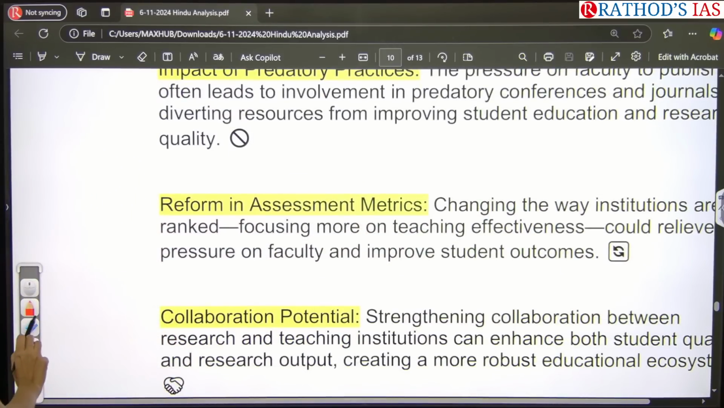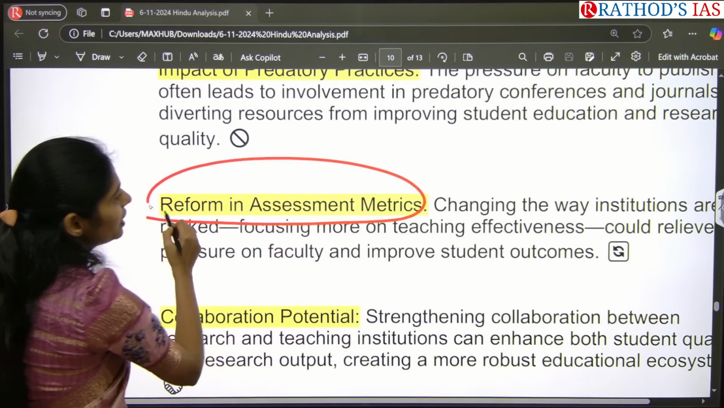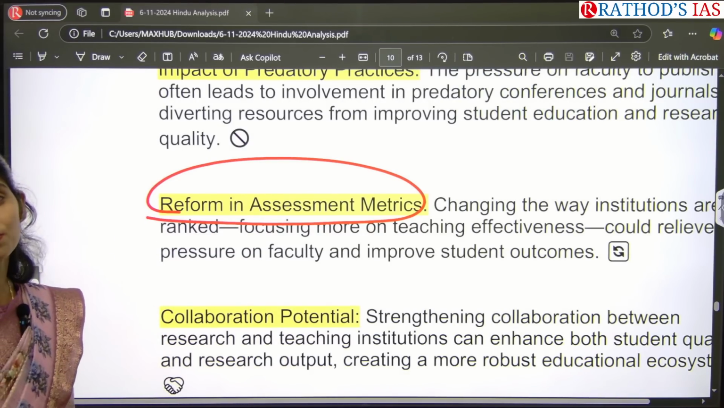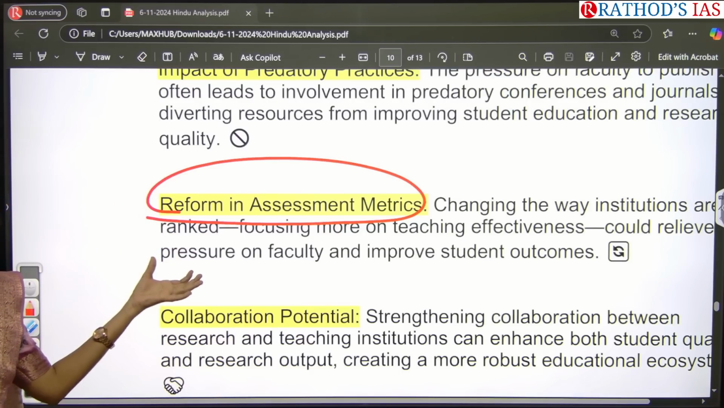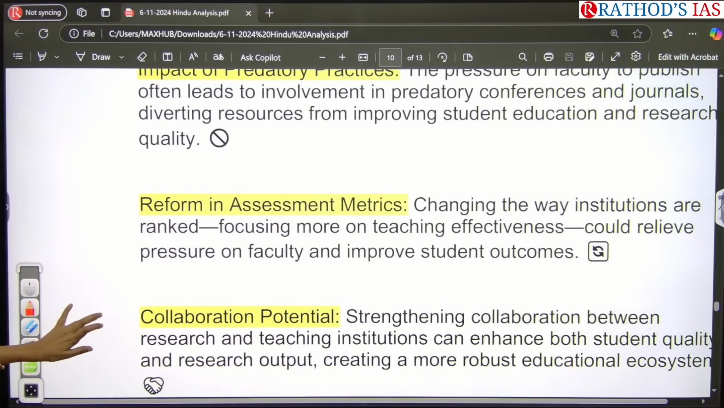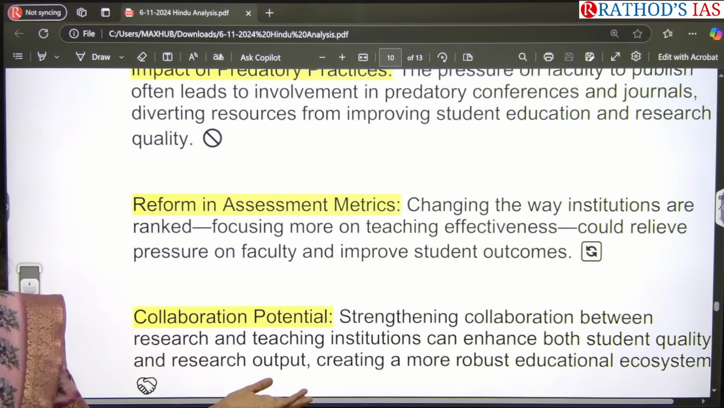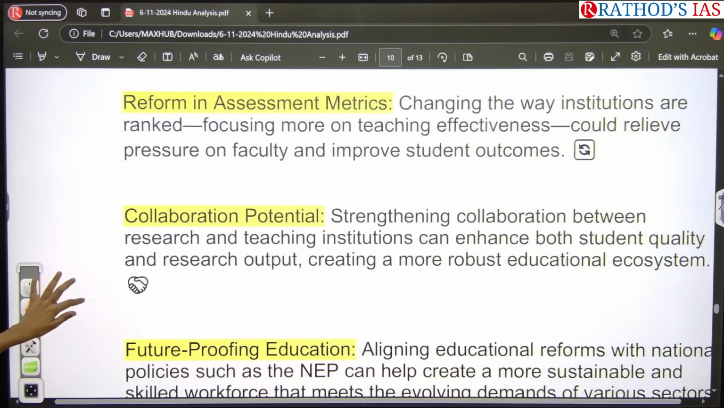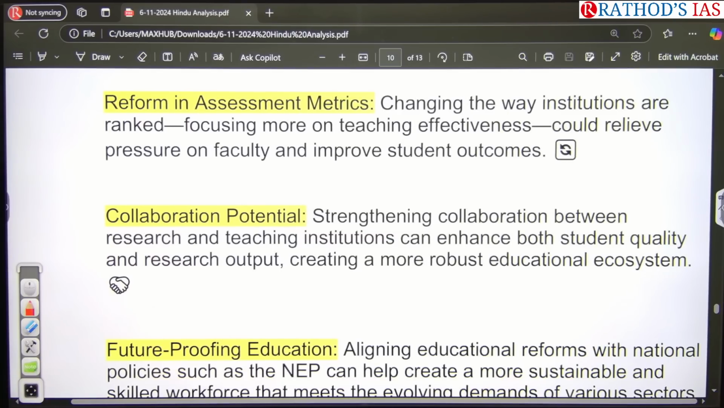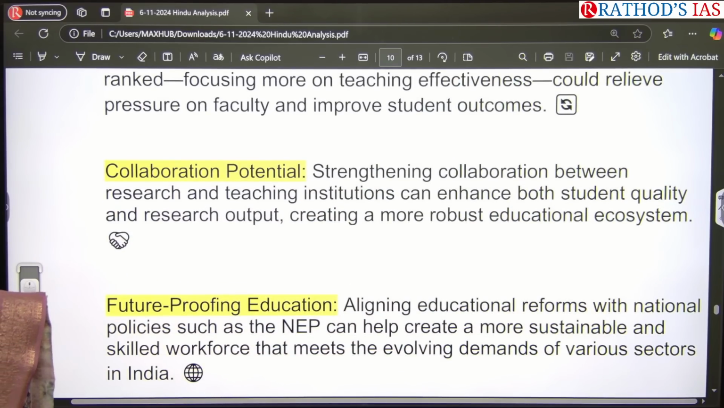And the next important point here is, we need to come up with assessment metrics. Whenever we come up with proper assessment, proper evaluation, proper monitoring, then only can we reduce the pressure on faculty, and we can obviously improve our student outcomes. So collaboration is very important between research and teaching institutions, so that we can improve the quality of study, improve our research output, and also ensure a robust ecosystem of our education. Okay, so that is the thing.